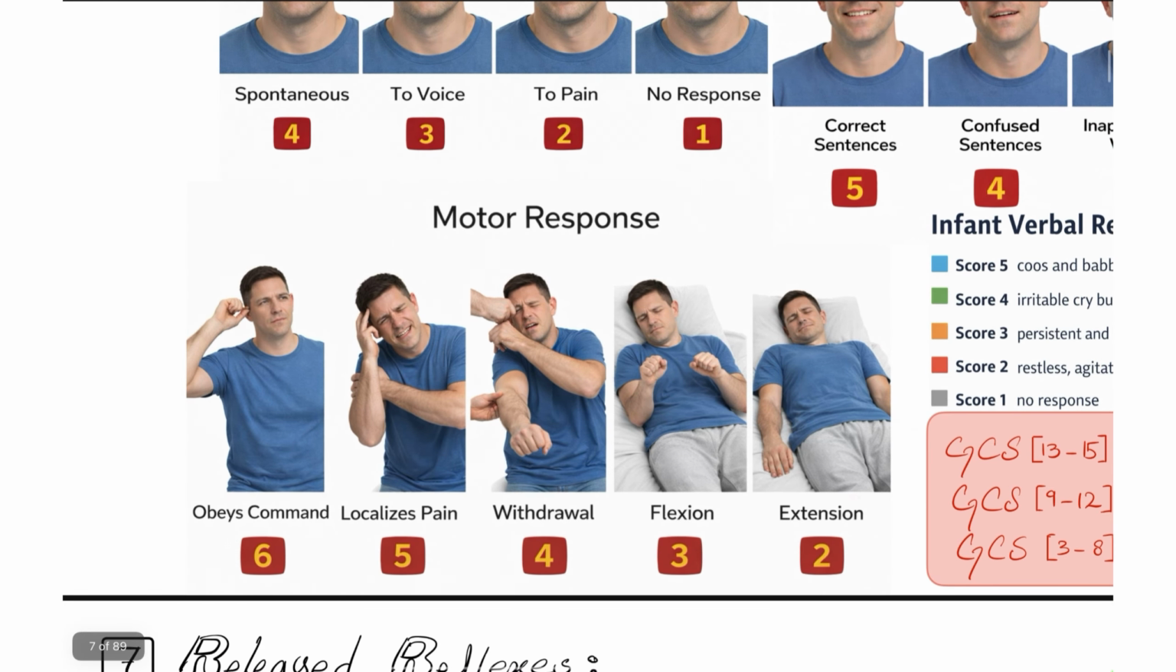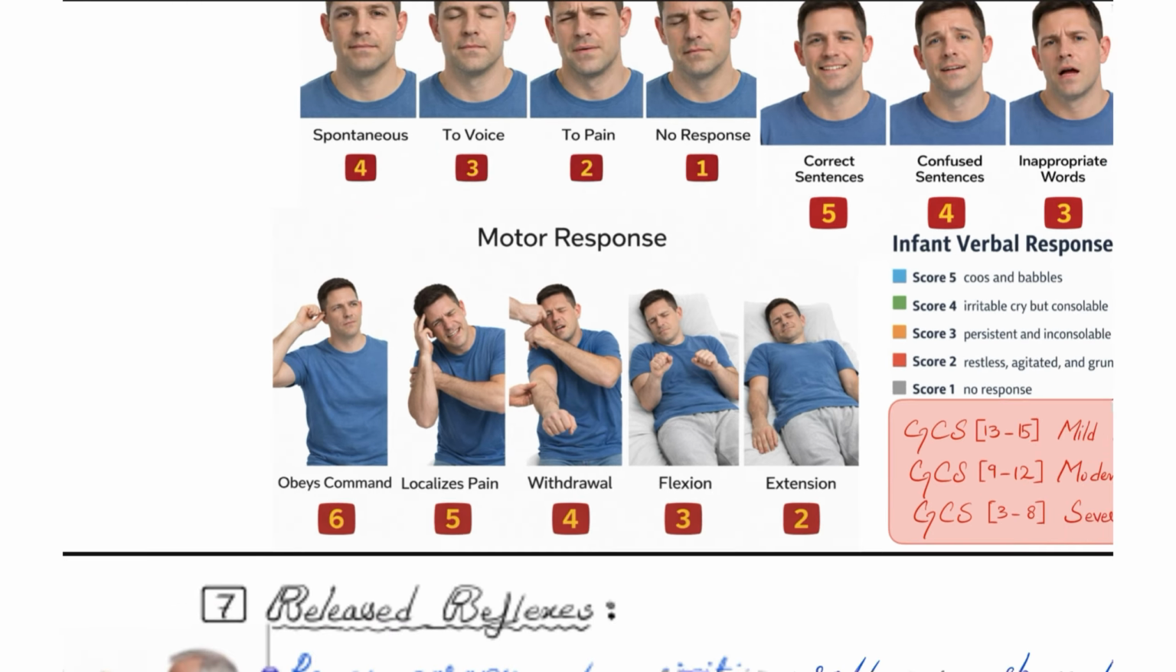The last category of the Glasgow Coma Scale is motor response, and the total score is 6. If the patient obeys commands, give a score of 6, like asking him to touch his ear. If the patient localizes the pain, give a score of 5. If the patient withdraws from the pain, give a score of 4. If the patient shows flexion of the upper limbs and extension of the lower limbs in response to a pain stimulus, give a score of 3. If there is extension of the upper and lower extremities in response to a pain stimulus, give a score of 2. And if there is no response to pain, give a score of 1.